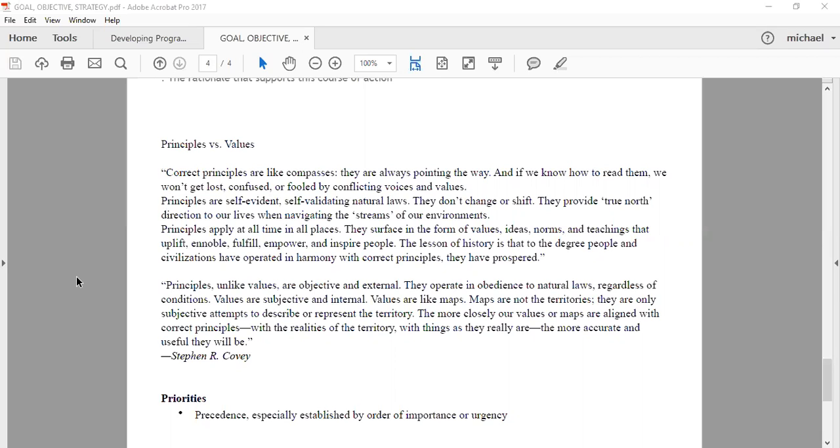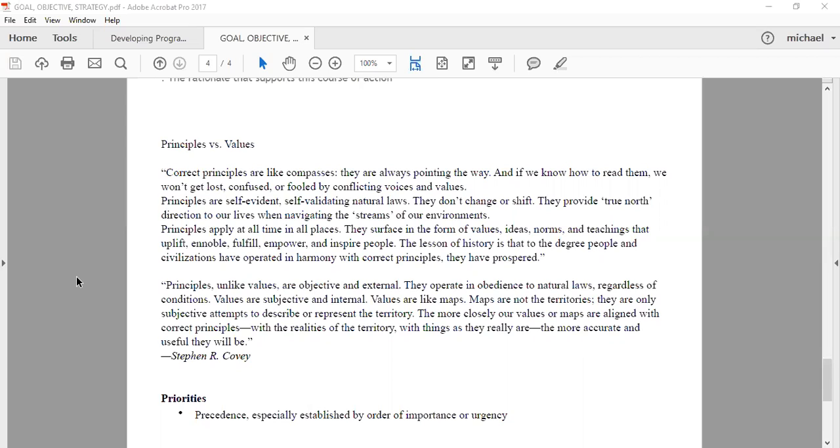Hold on one second. You also have to put together your principles as well when you start to put together the program. Next. Okay. They don't change or shift. They provide true north direction to our lives when navigating the streams of our environments. Principles apply at all times and all places. They surface in the form of values, ideas, norms, and teachings that will uplift, mobilize, fulfill, empower, and inspire people.